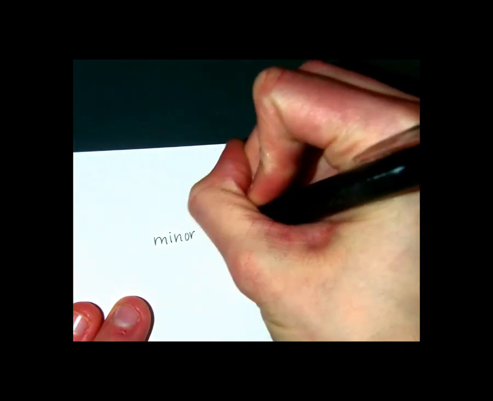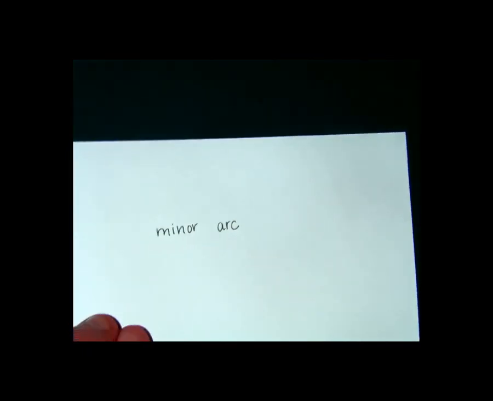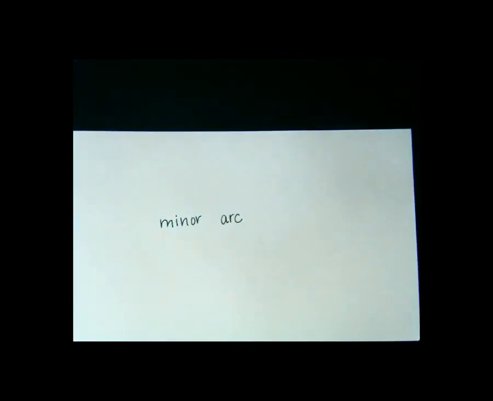Alright, the next card. We are still talking about arcs. Minor arc. There are actually three types of arcs. There's minor, major, and then a semicircle. You know what a semicircle is. What's a semicircle? It's half the circle. I like to think about minor arc and major arc kind of like acute and obtuse angles. It's almost the same. It's just like double. Like, what is an acute angle? Less than 90. Well, a minor arc is less than 180.